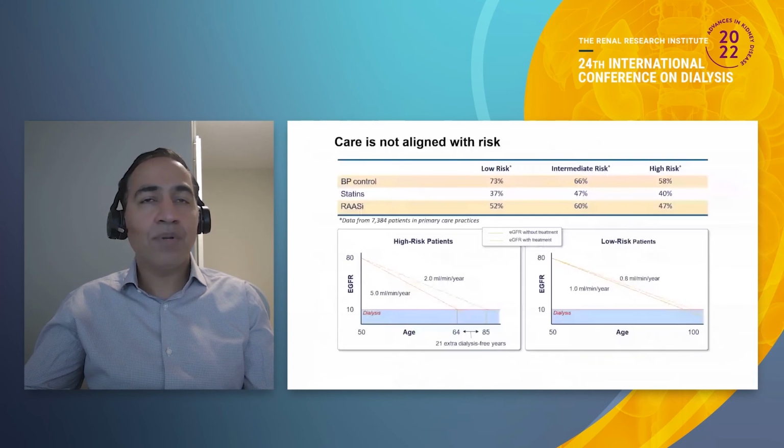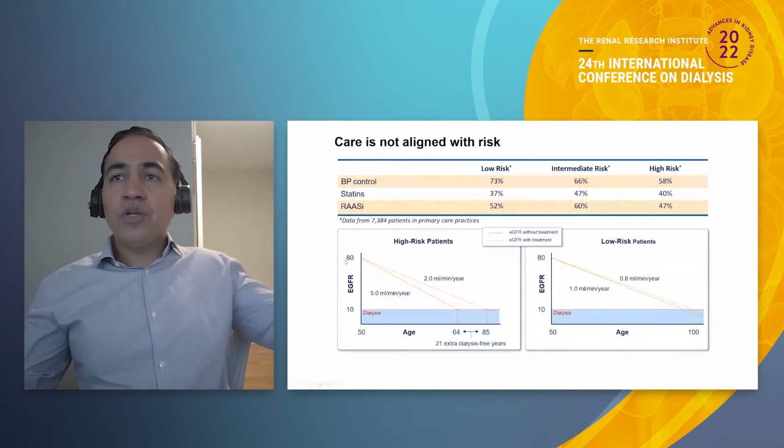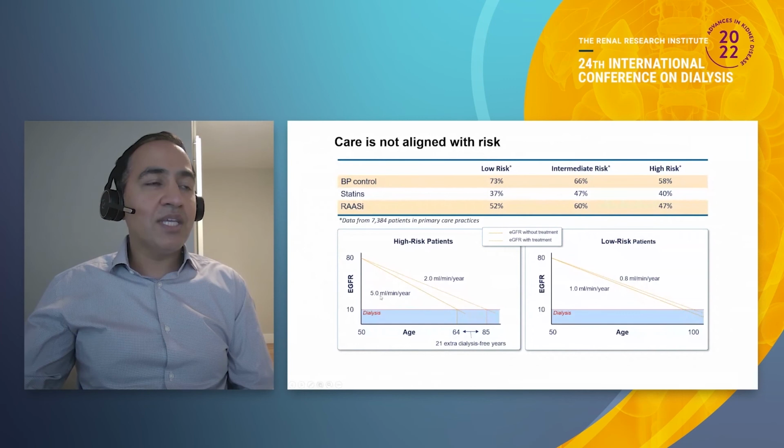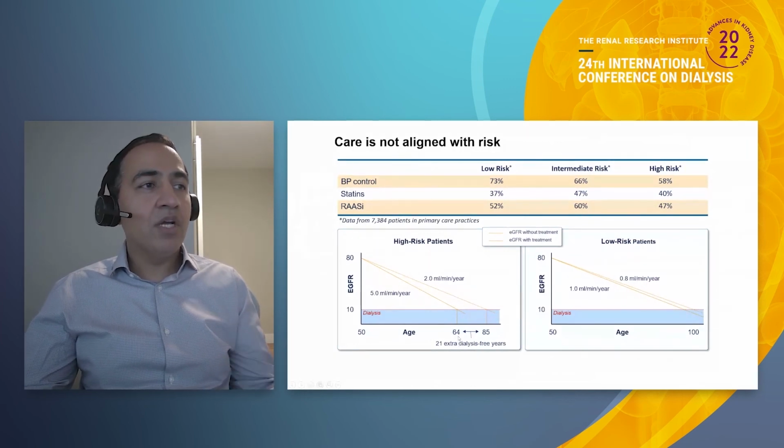So it's just simply not practical. So why did we do this? Again, I mentioned the high-risk patient. So here I have a patient with an eGFR of 80, the high-risk patient declining at 5 mils per minute per year. We don't do anything.